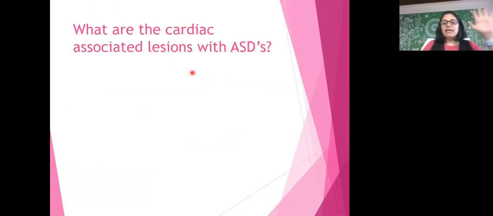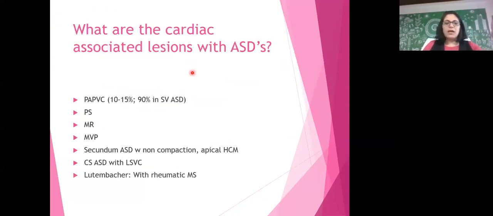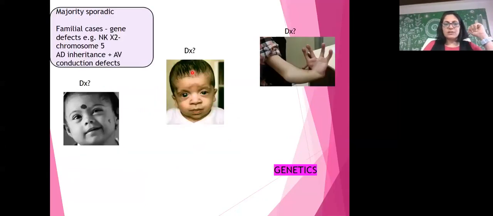Now, cardiac lesions associated with ASDs, there are quite a few, but what we look for is really mitral valve prolapse, mitral regurg. They can sometimes have PAPVC, pulmonary veins connected. They can have a Lutembacher if it's with rheumatic mitral stenosis. So these are genetics, as I said. With Downs, you can get primum ASD. What is the diagnosis here? This one, middle one, what is the diagnosis?